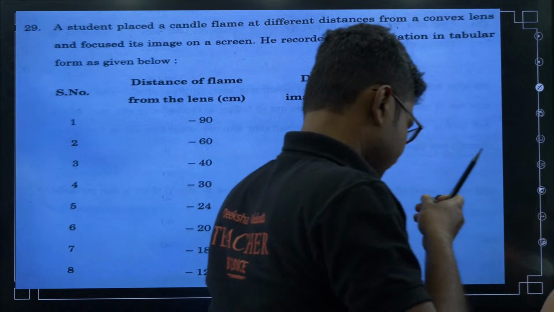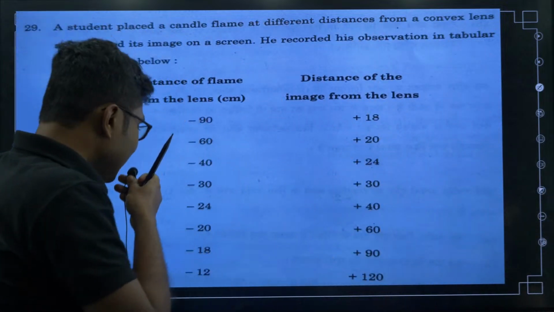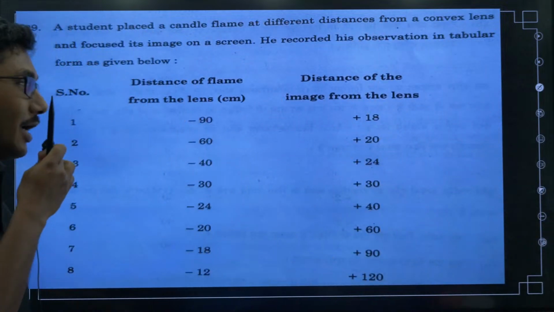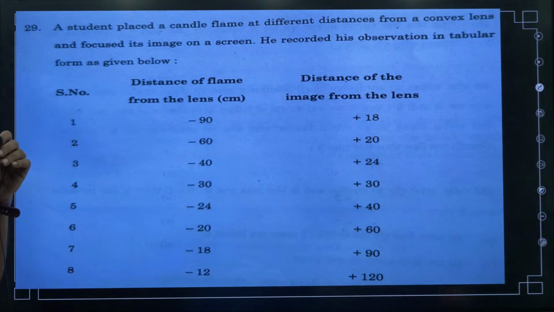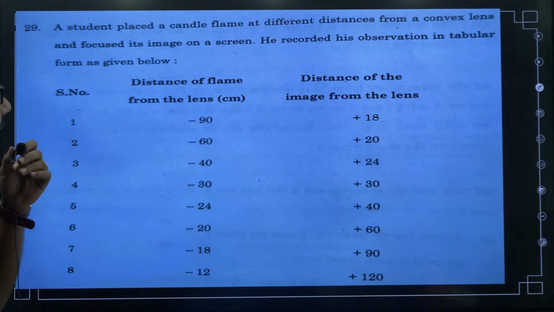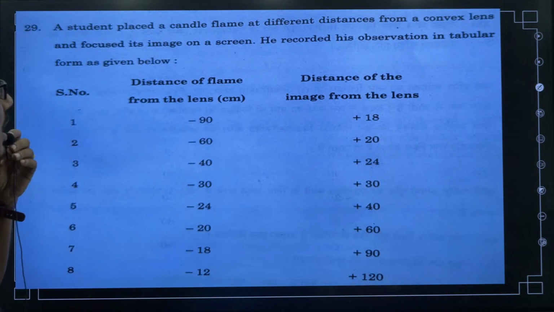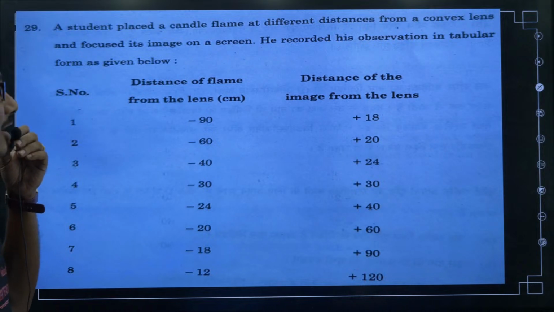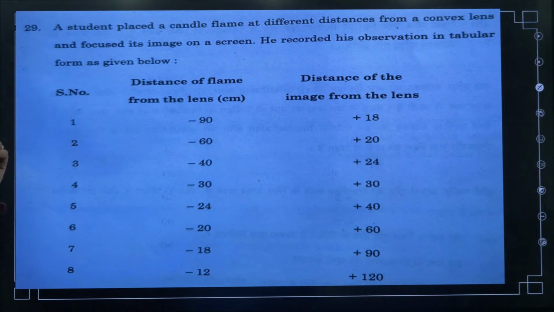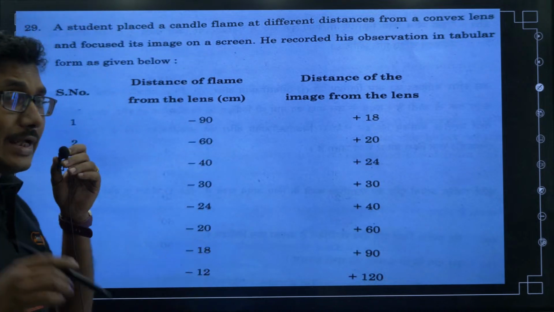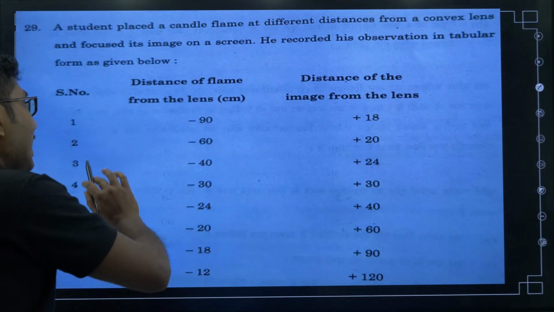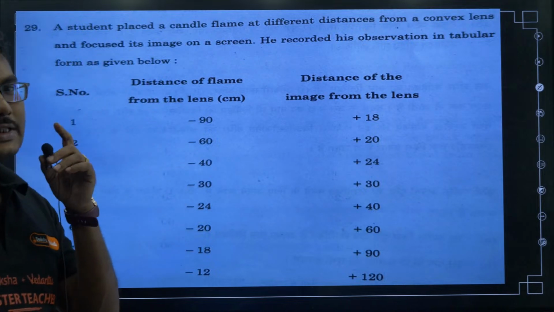This is an easy question. We have solved a similar question from one of our sample papers, if you have seen that. A student placed a candle flame at different distances from a convex lens and focused its image on a screen. He recorded his observations in a table given below. Now if you see all the observations, we have to start with the observation where object distance and image distance are the same, right?